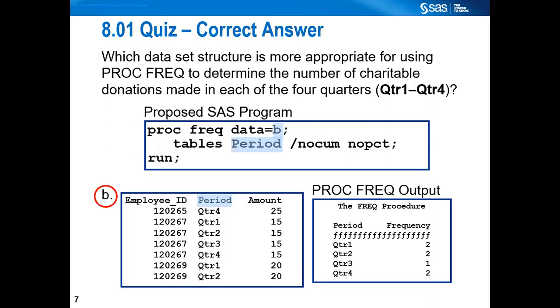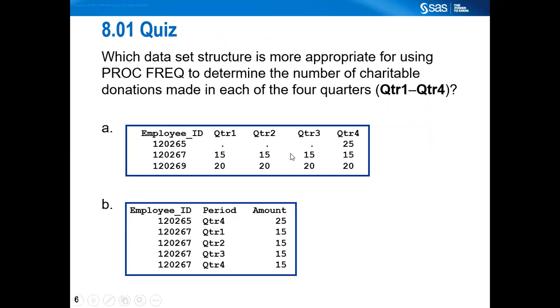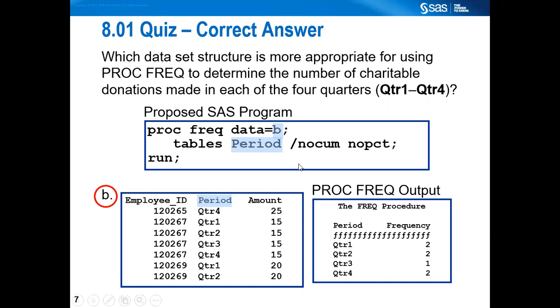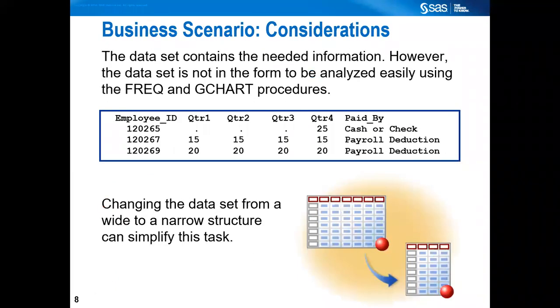So this is what you write: the frequency procedure, where in tables you write period, and because you want only frequency count, you are going to suppress cumulative frequencies and percentage. Hence, you write the options nocum and nopercent. Correct? So in case you had this table while processing and you want to generate a frequency report, you will first have to restructure this table. And that is why we are going to do the same thing.